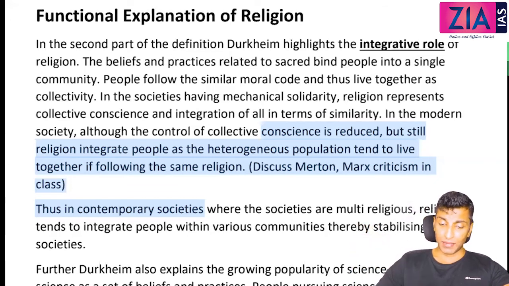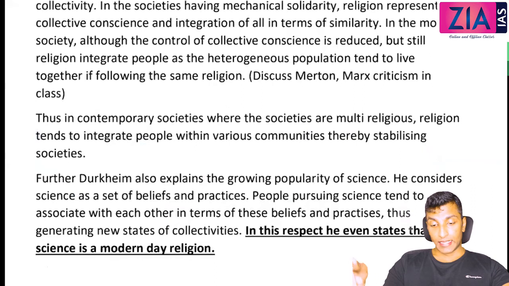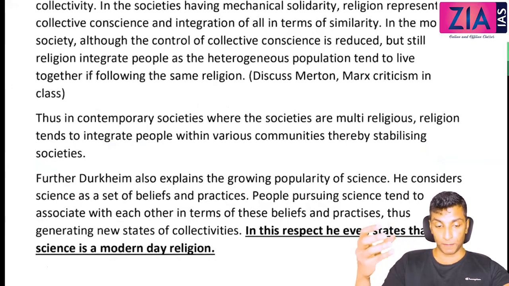So those are the criticism. At this point of time it is not required. We will discuss that tomorrow in the critical analysis. Thus, in contemporary societies where the societies are multi-religious, religion tends to integrate people within various communities, thereby stabilizing societies.